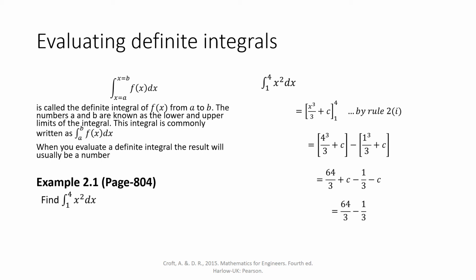So it is suggested that onward we will not be writing the constant of integration, because in a definite integral they will be cancelling each other all the time, and this is a constant number. So the answer for the integral of x square from 1 to 4 is 21.